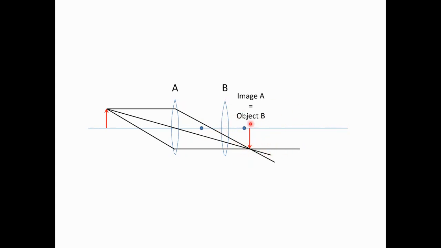But the way we set it up here, we put lens B on the left of where the image is. So this distance then is a negative object distance because it's on the right of the lens, and we're drawing things with the light coming from the left. There's the original object, and then this is the image of lens A, and that becomes the object of lens B. Okay. So that's how you get a negative object distance.